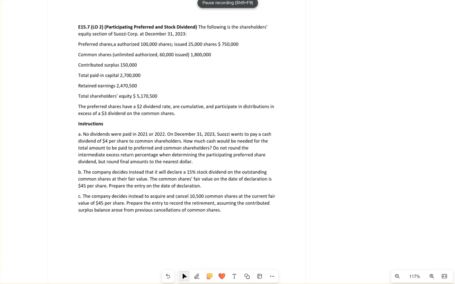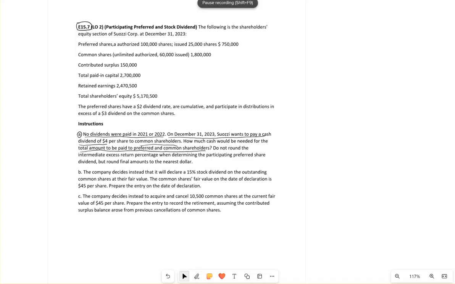The first question that we're starting with is exercise 15.7. Again, this question is at the back of your chapter for your volume 2 intermediate accounting. In this question, the first part is asking: no dividends were paid in 2021. On December 30, the company wants to pay a cash dividend of $4 to common shares. How much cash is needed for the total amount to be paid to preferred and common?